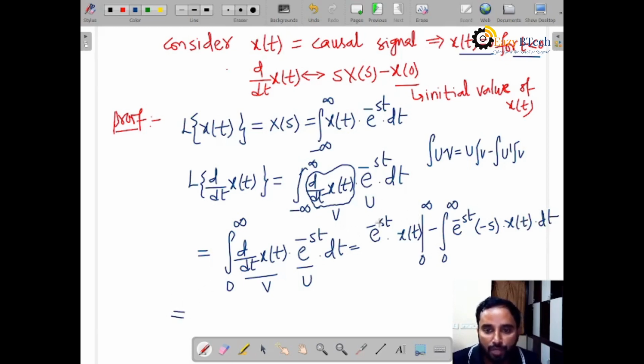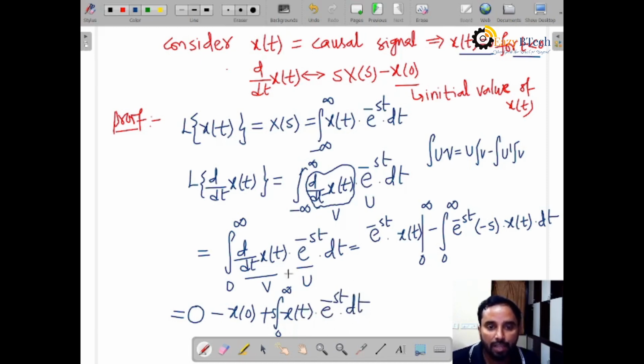Upper limit: e power minus infinity, which is equal to 0, times x of infinity, the final value of x of t. So e power minus infinity is 0, and 0 into x of t becomes 0, minus the lower limit: e power minus 0 is 1, and x of 0. Here minus into minus is plus, and the integral 0 to infinity, and yes, you can write s outside because it is not related to t: x of t into e power minus st dt.